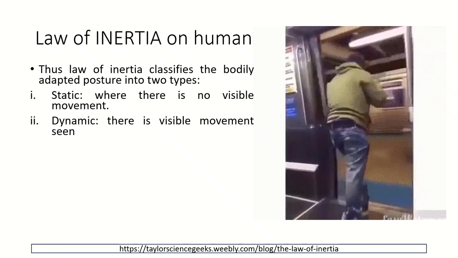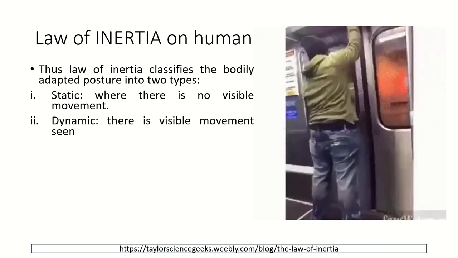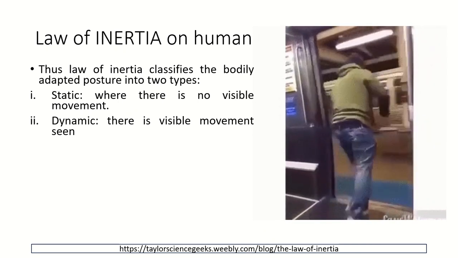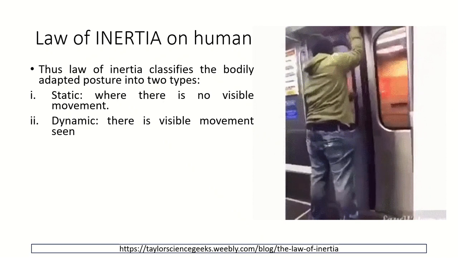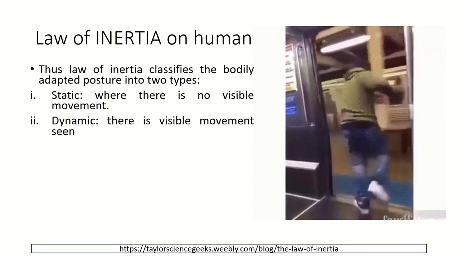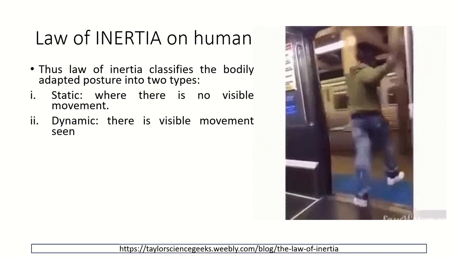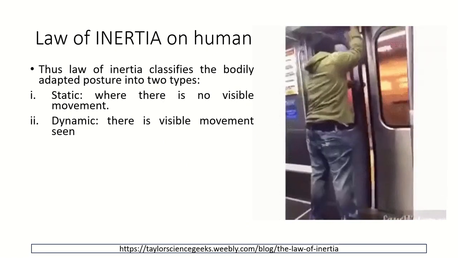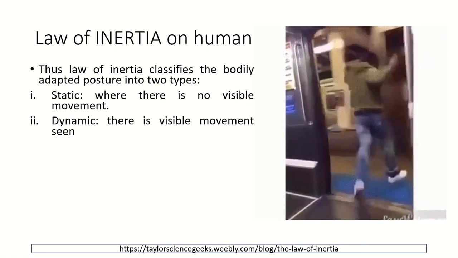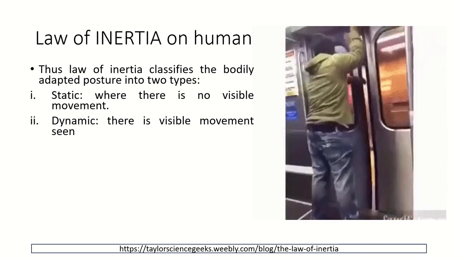So this is an example of the law of inertia on a human. Look at the video. The boy is standing in a static position. Immediately, in a moving train, he steps out. He couldn't maintain his balance, or he couldn't maintain his equilibrium.